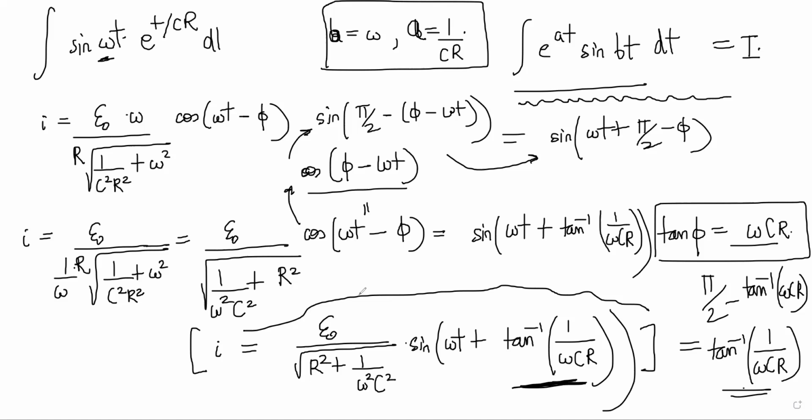I've converted this part also a little because I needed some E naught by Z. Earlier also we had E naught by some resistance term, which used to be the peak value of your current. Just write this down. This is what we are getting for an RC circuit.